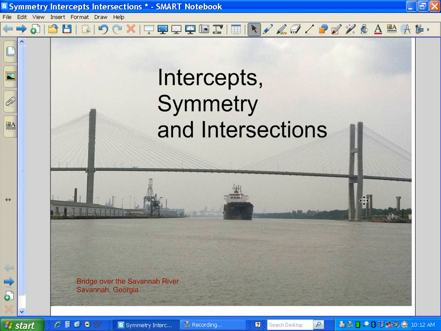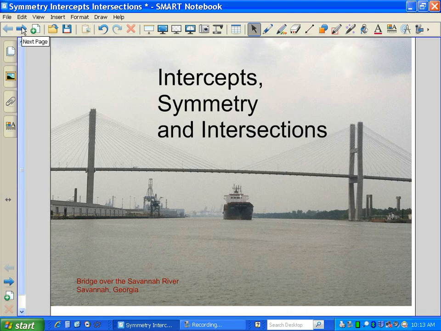So this is a picture of the bridge over the Savannah River, as it says down there in Savannah, Georgia. If you look at it for a few seconds, you'll probably see some possible examples of all three of these topics: intercepts, symmetry, and intersections. It's a big bridge. I like the picture.